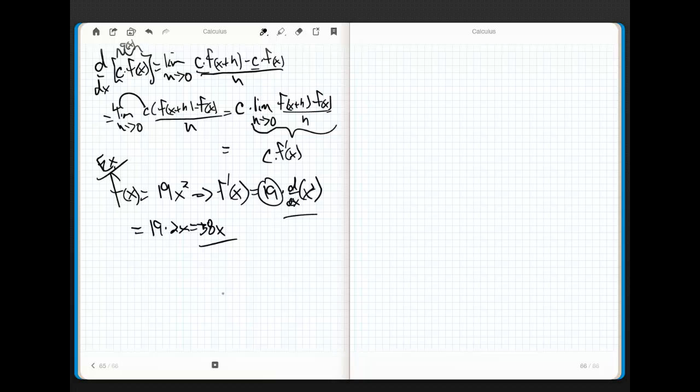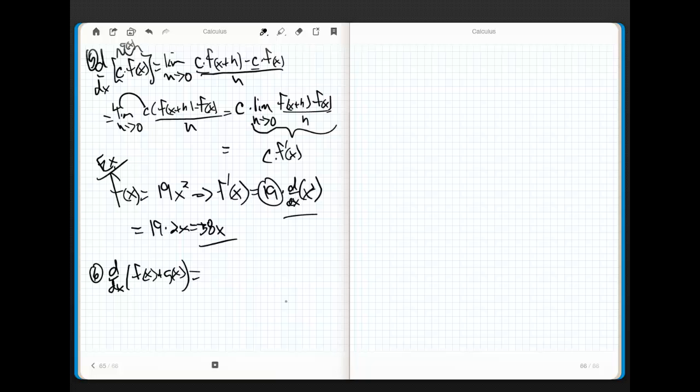Okay, so let's talk about another rule. This is a rule, so this should probably have, I forget what number we're on. I think we're on 4, but we'll call it 5 anyways. All right, how about this guy? How about the derivative of a sum, f of x plus g of x?